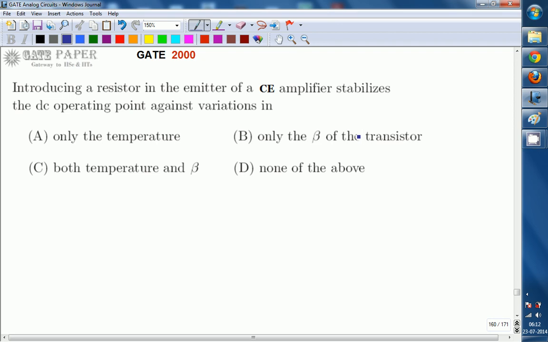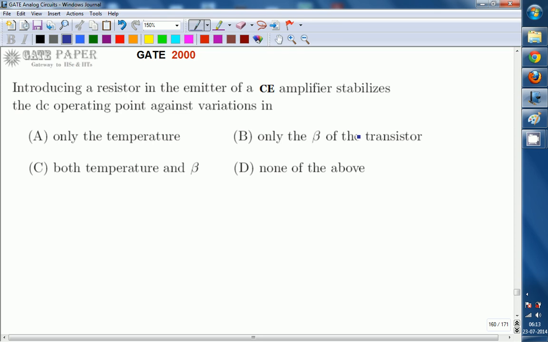Hello, we are discussing the GATE 2000 ECE paper, and this question is related to analog circuits. Introducing a resistor in the emitter of a common emitter amplifier stabilizes the DC operating point against variations in: A. Only the temperature, B. Only the beta of the transistor, C. Both temperature and beta, D. None of the above.